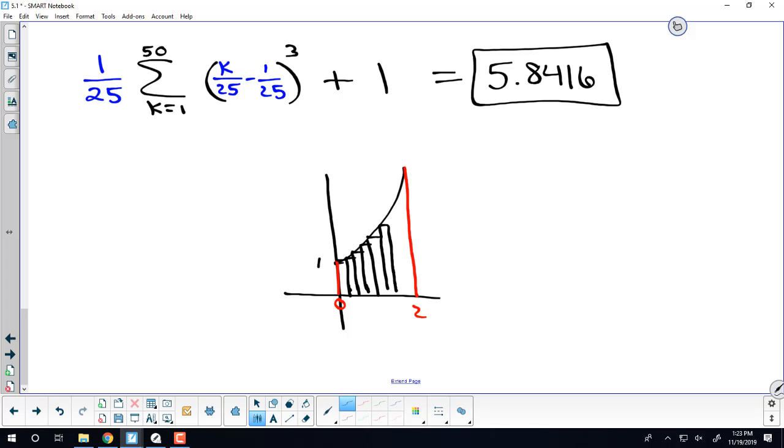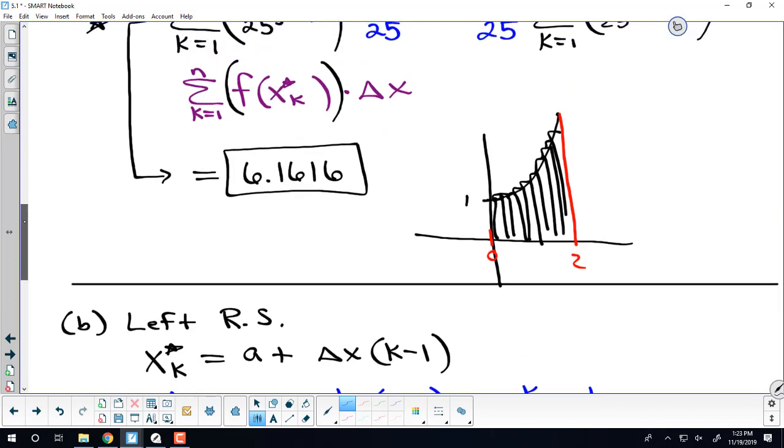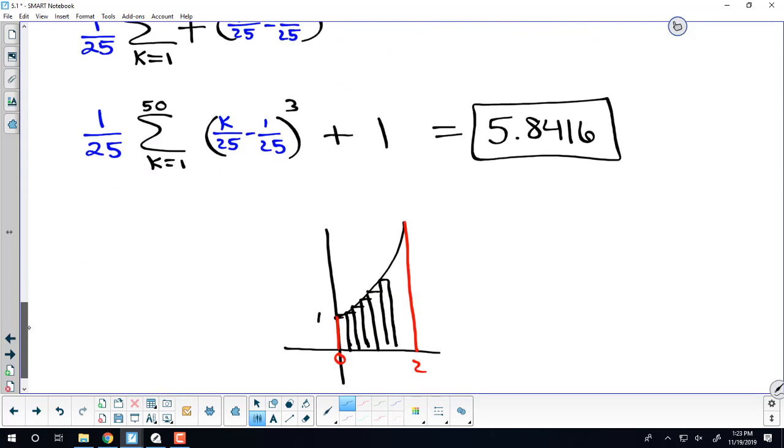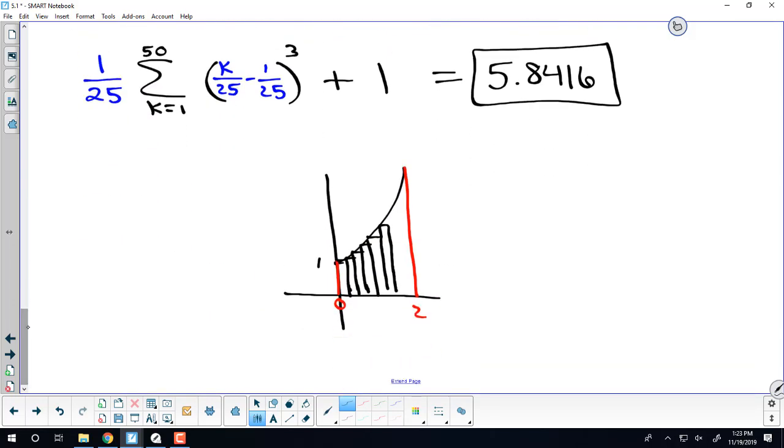So we're missing area under the curve, and when we looked at the right Riemann sum, we were actually computing area above the curve. So we would expect this to be an over approximation. We would expect this to be an under approximation. So do y'all have any questions at this point?